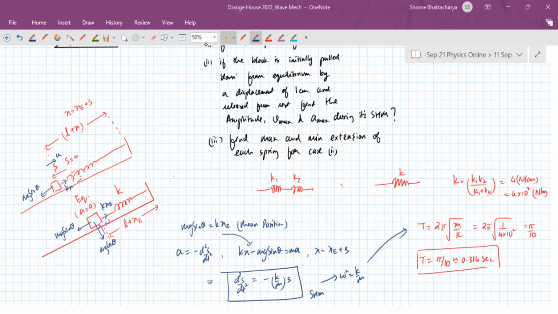Varun, amplitude is correct, but for maximum speed and maximum acceleration, just use the SHM formula, na? A omega and A omega square. Yes, it's correct. Good.